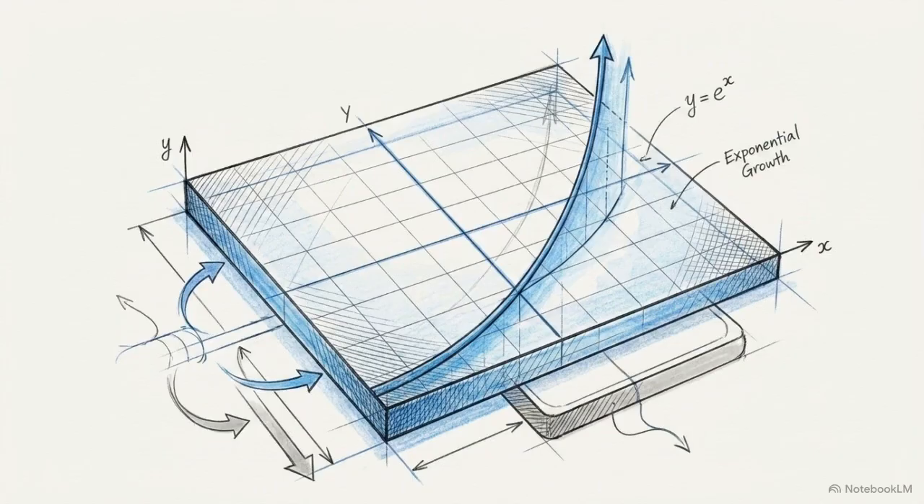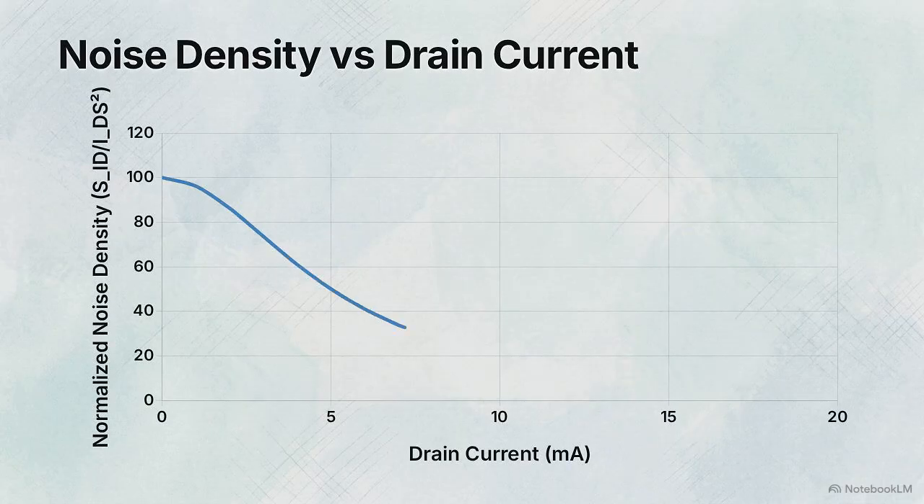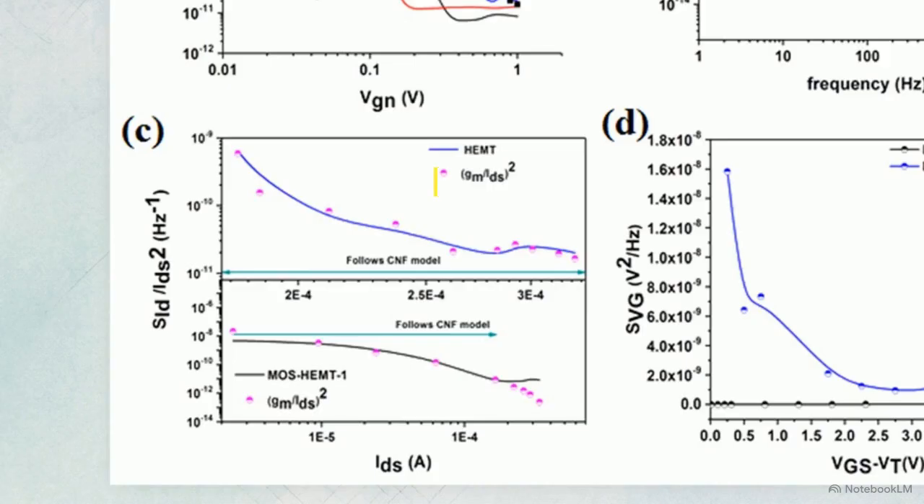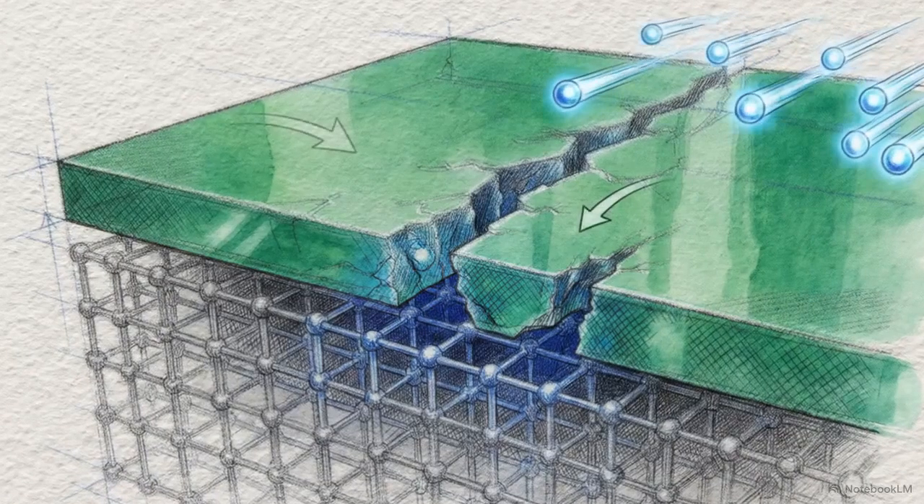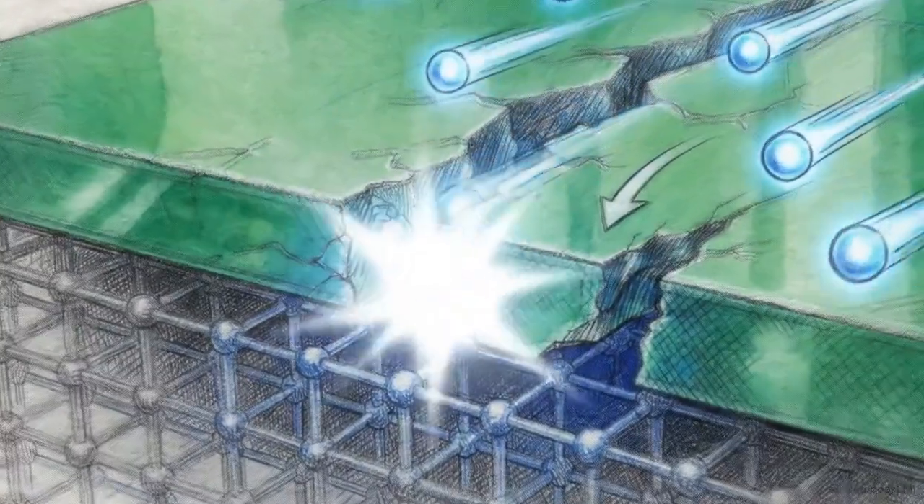We can use the carrier number fluctuation model as a test. If the noise is a surface phenomenon, it will follow a specific mathematical relationship. We plot the noise spectral density against the drain current to see how the device behaves. Panel C shows that the data points align precisely with the square of the transconductance divided by the drain current. This alignment with the purple circles provides mathematical evidence that the noise is a surface-driven phenomenon. The noise originates from the dynamic trapping of carriers at the AlGaN/SiO2 interface, rather than from defects within the bulk gallium nitride.